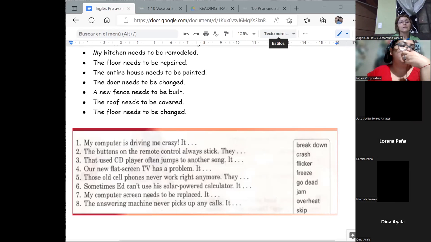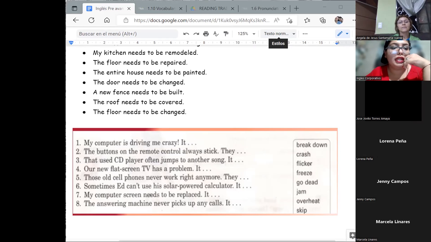For the number three. Skip. Good. Skip. Number four. Crash. We can say crash. Another idea. Breakdown too. Also, we can use in that case the word flicker, because in Spanish, flicker is like parpadeo.